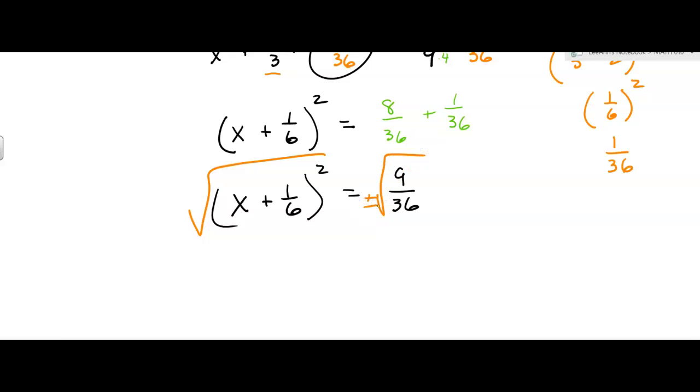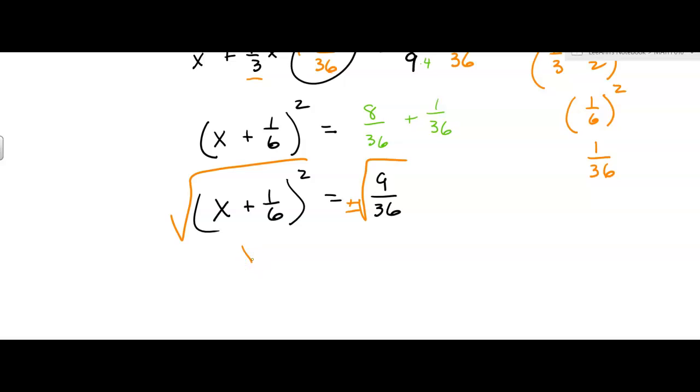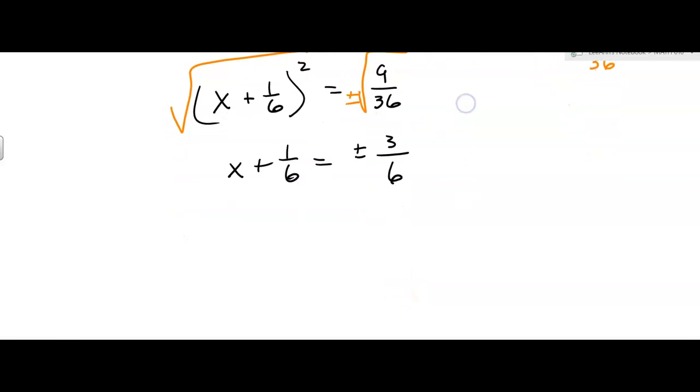And I get x, oops, get rid of that. I get x plus 1 over 6 equals, okay, I know the square root of 9 is 3. And I know the square root of 36 is 6. I could have reduced it first, I guess. Anyway, which is better, to reduce it now or later? Might be better to do it later. So let's keep the denominators the same. Move the 1/6 over. So I get negative 1/6 plus or minus 3 over 6.